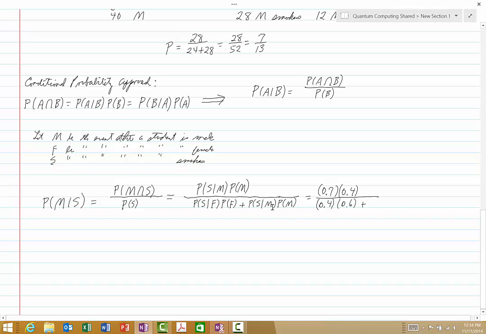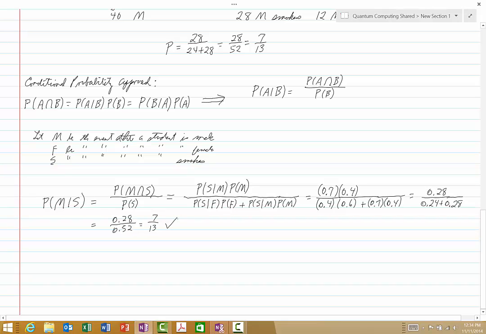And then the rest of this, notice, is just exactly what we have in the top. So 0.7 times 0.4. And so we have 0.28 over 0.24 plus 0.28, which is 0.28 over 0.52, which is 7/13, just as we found before.